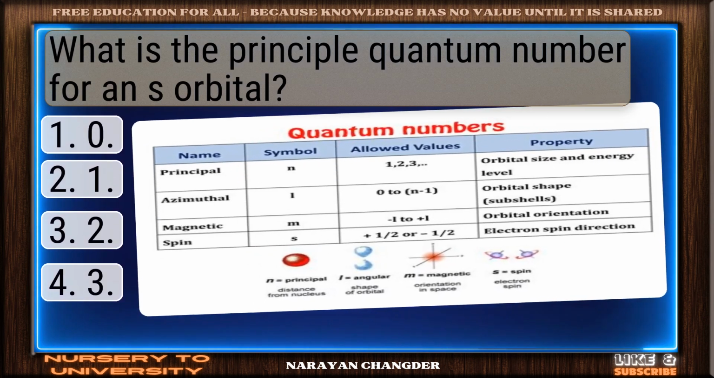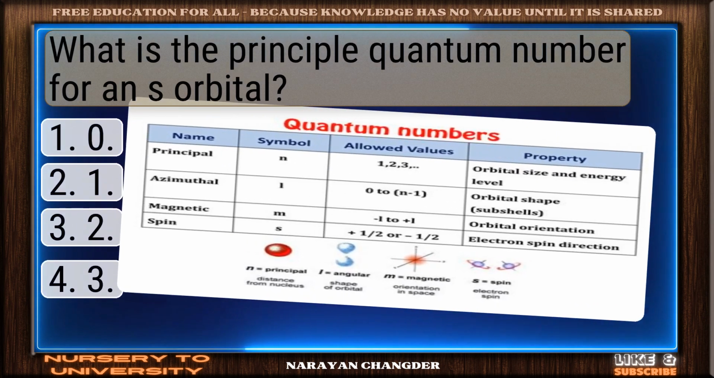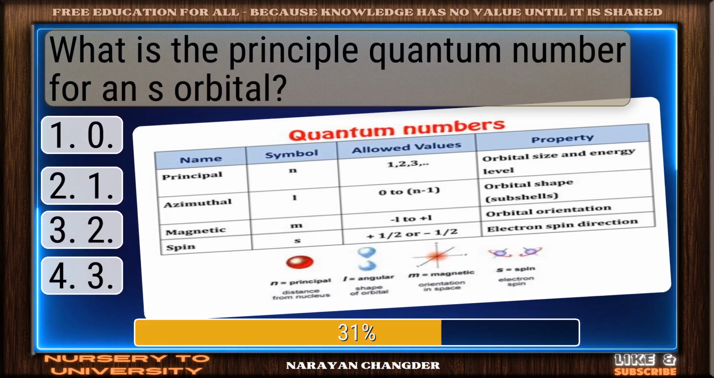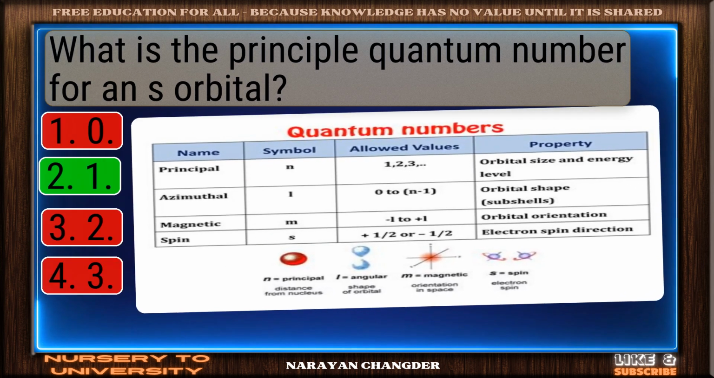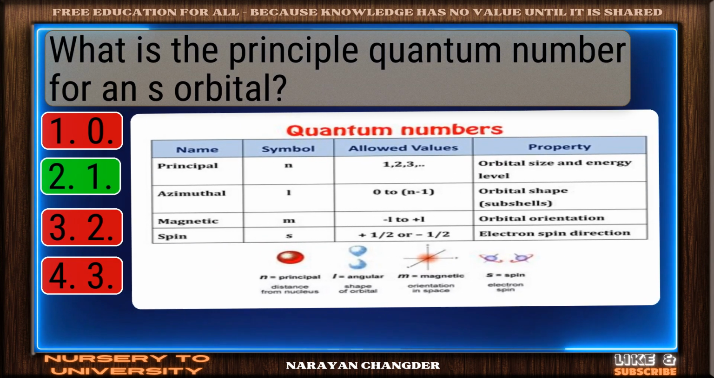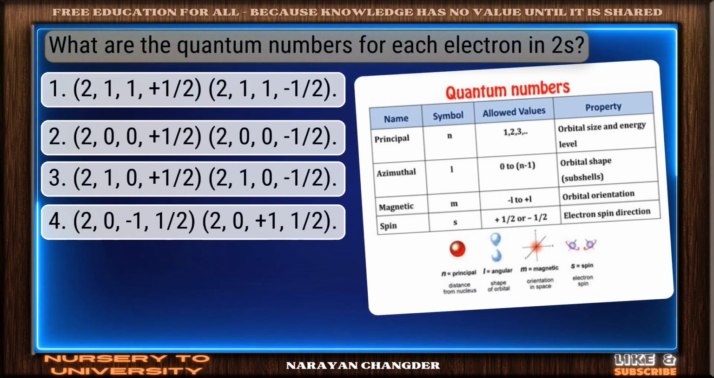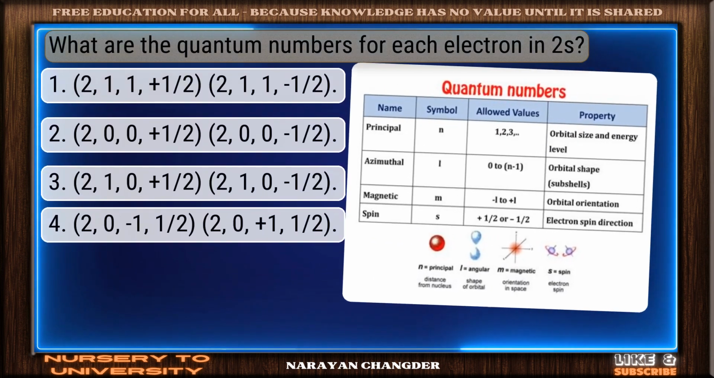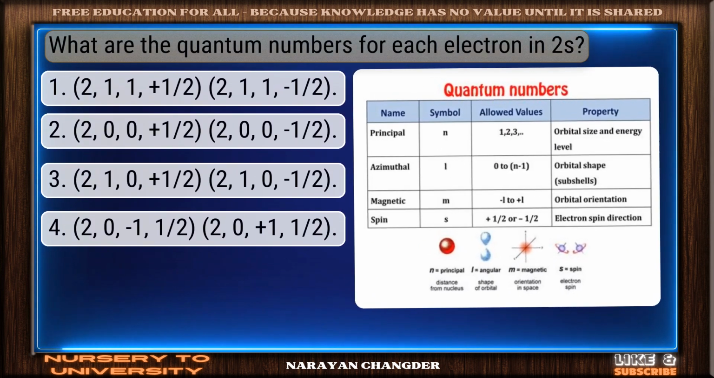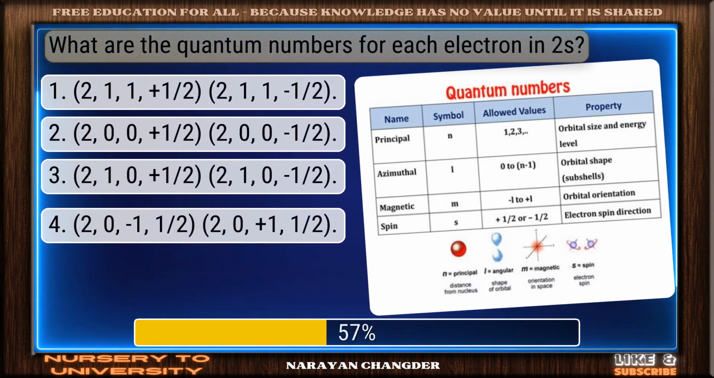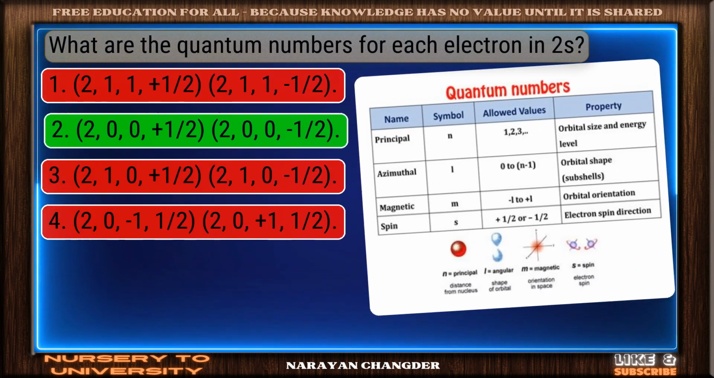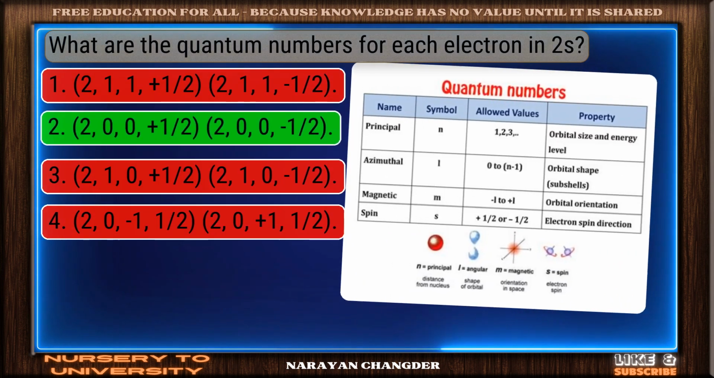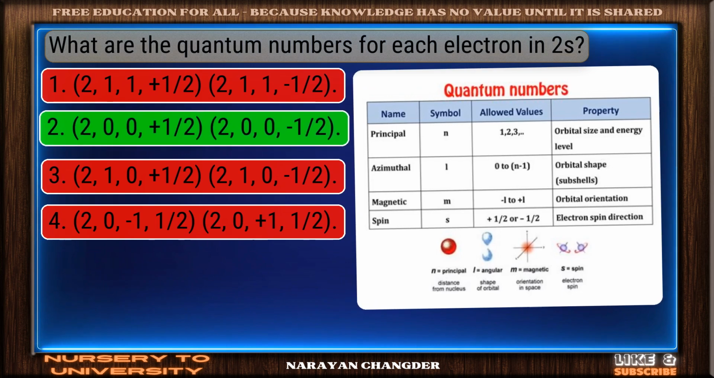Question number 5. What is the principal quantum number for an s orbital? Sharp thinking. 1 is the right choice. Question number 6. What are the quantum numbers for each electron in twos? Clear logic. Your choice is sound and 100% true.